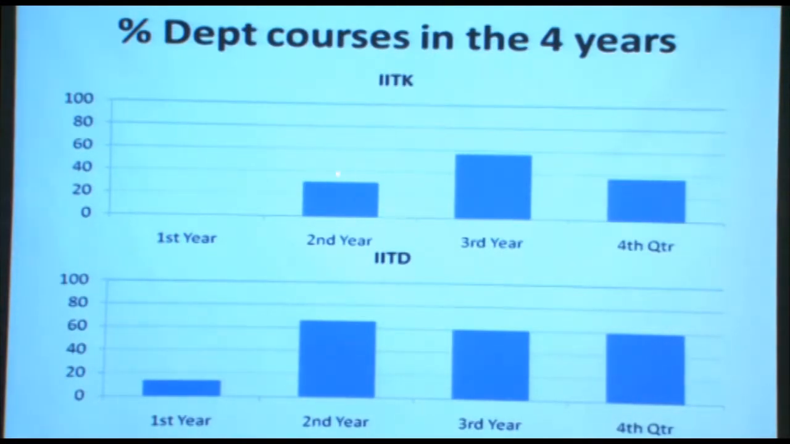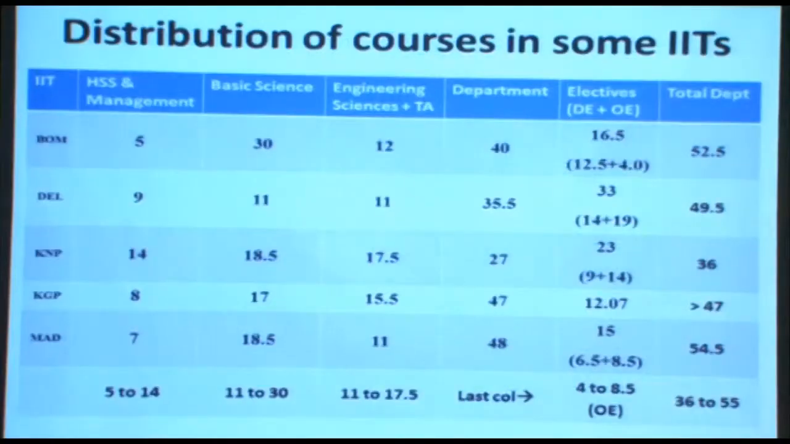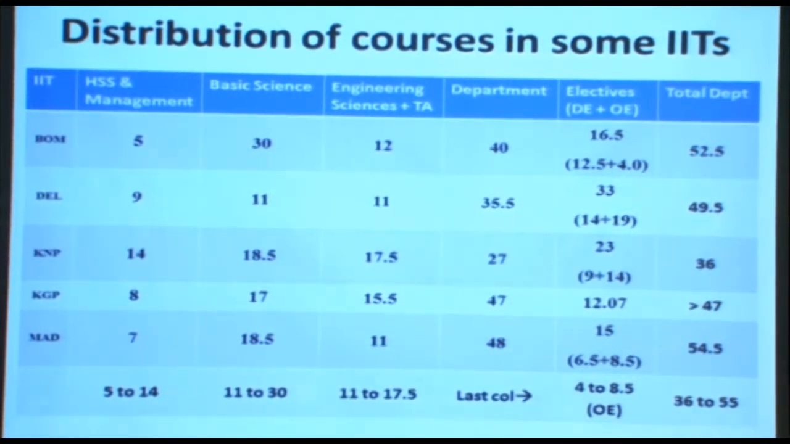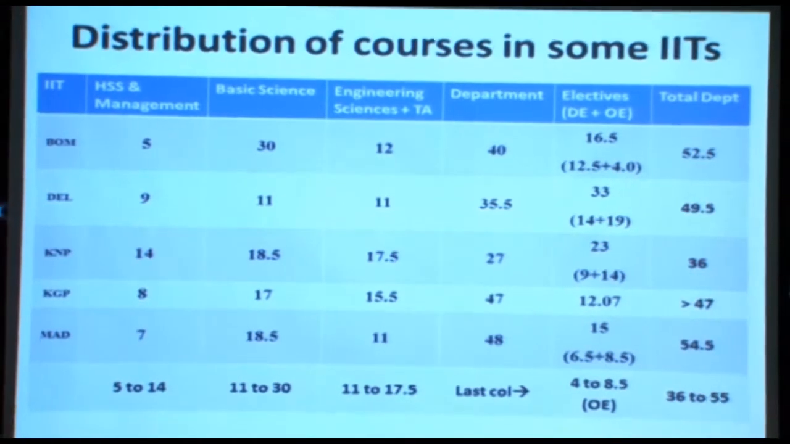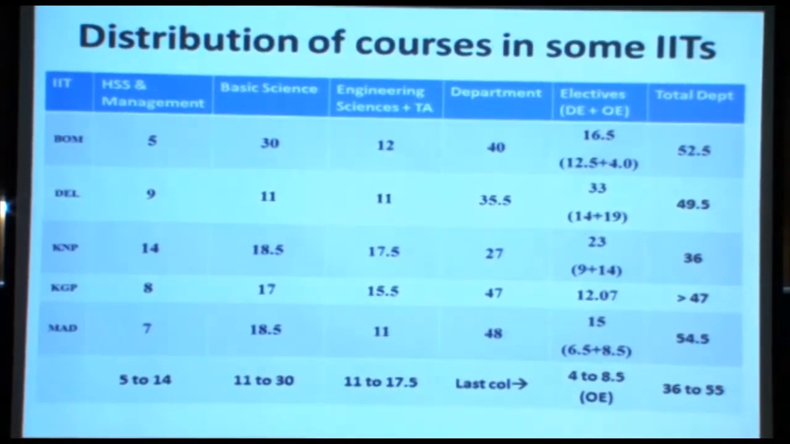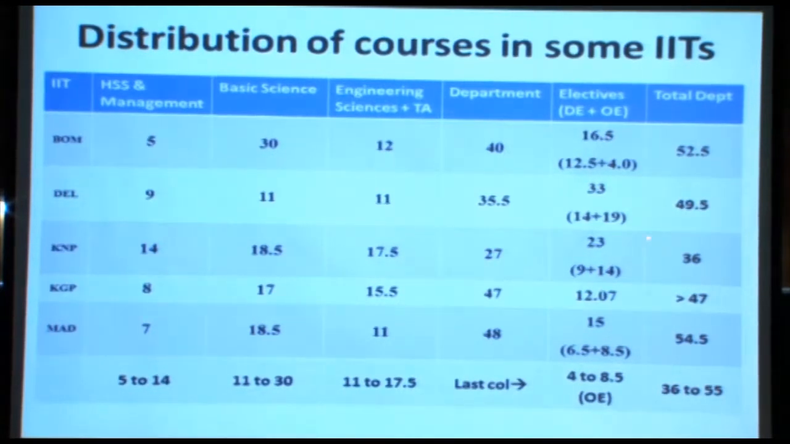In the second year, you start having departmental courses. In the third year, you have a significant amount of departmental courses. In the fourth year, again, you have levels which are there in the second year. Of course, IIT Kanpur, if you remember, was a bit strange, because it had the lowest percentage of departmental courses. The departmental component there was 36%, which included the electives. The compulsory part was one quarter, 27%.